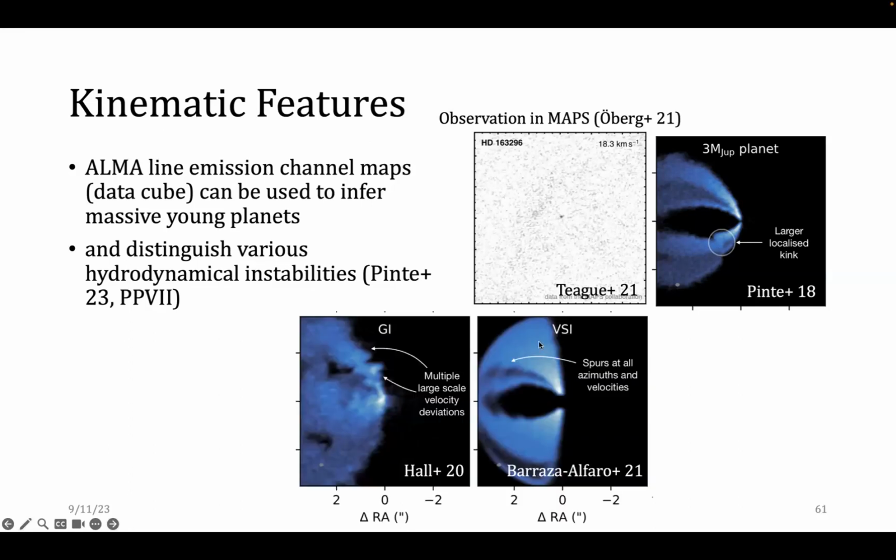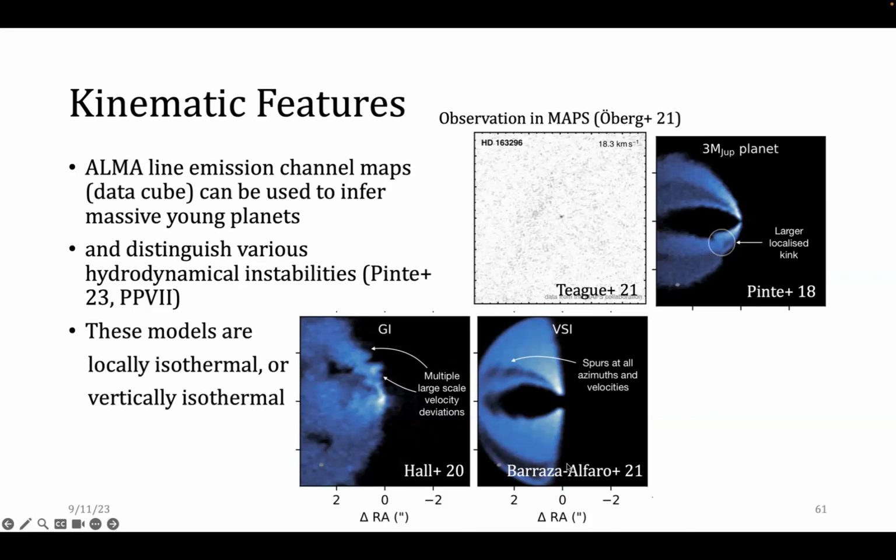And people also try to distinguish various hydrodynamical instabilities using this method. For example, people would predict that if you have gravitational instability, you would expect multiple large-scale velocity deviations at the upper region of the disk. And if you have VSI, you get these burst features. But these models all have either locally isothermal or vertically isothermal assumptions.